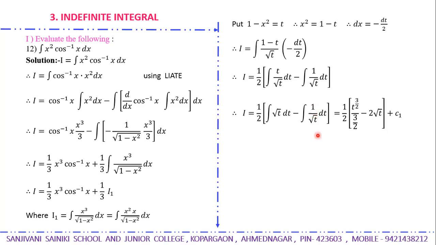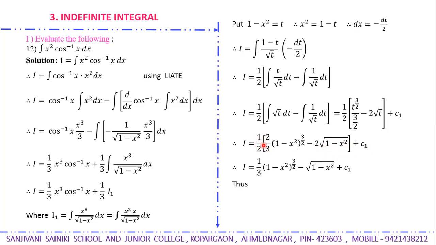Its integral is 2 root f of x. So after simplifying, you will arrive at this stage: 1 upon 2 into 2 by 3, (1 minus x square) raised to 3 by 2 minus 2 into square root of 1 minus x square plus c1. So multiply this 1 upon 2 to this integral. What you get? 1 upon 3 in bracket (1 minus x square) raised to 3 by 2 minus square root of 1 minus x square plus c1. This is the value of our I1.